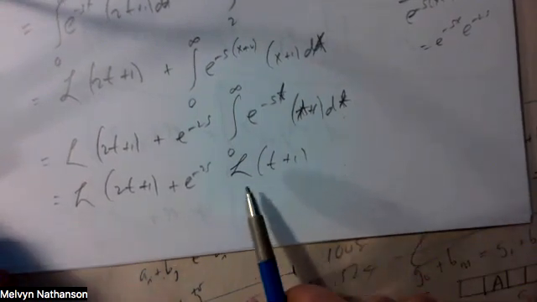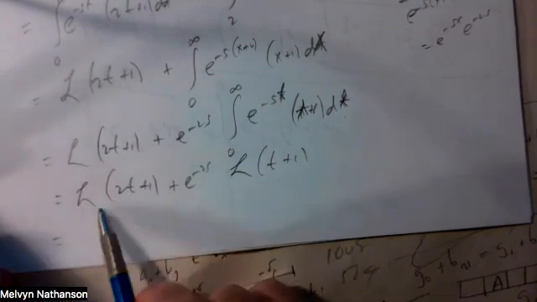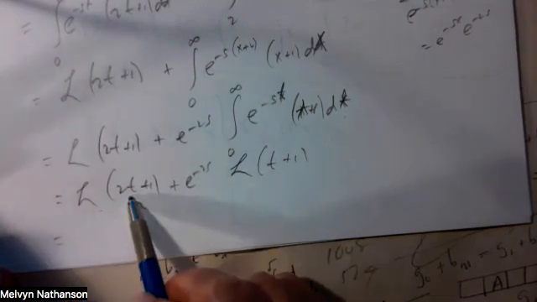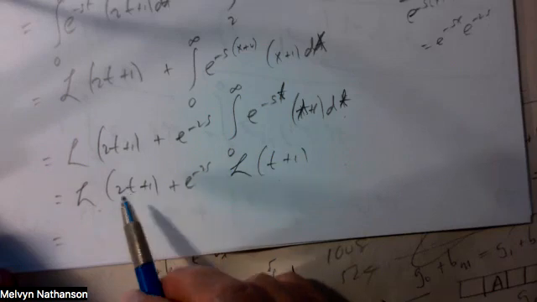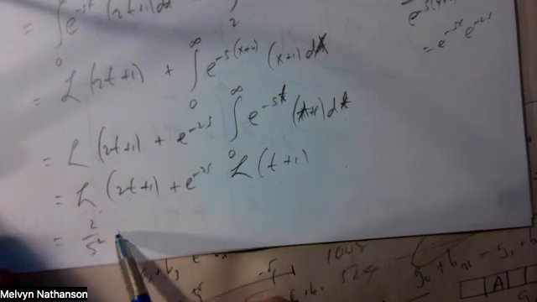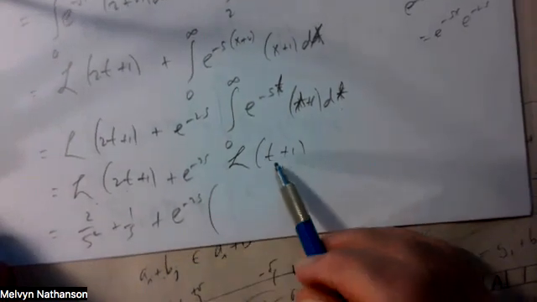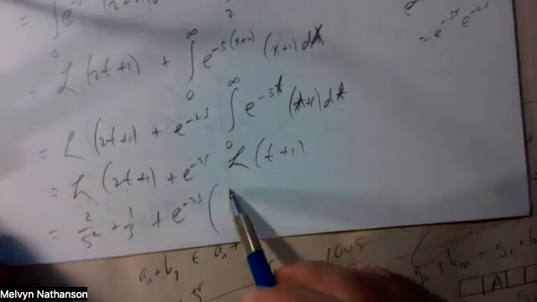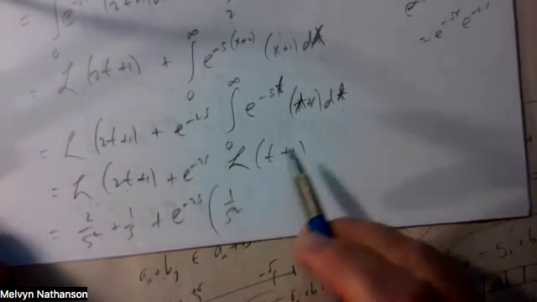And I know what these Laplace transforms are. This is 2 times the Laplace transform of t. Laplace transform of t is 1 over s squared. So that's 2 over s squared. Laplace transform of 1 is 1 over s. e to the minus 2s. Again, the Laplace transform of t is 1 over s squared, and the Laplace transform of 1 is 1 over s. So we get this answer.